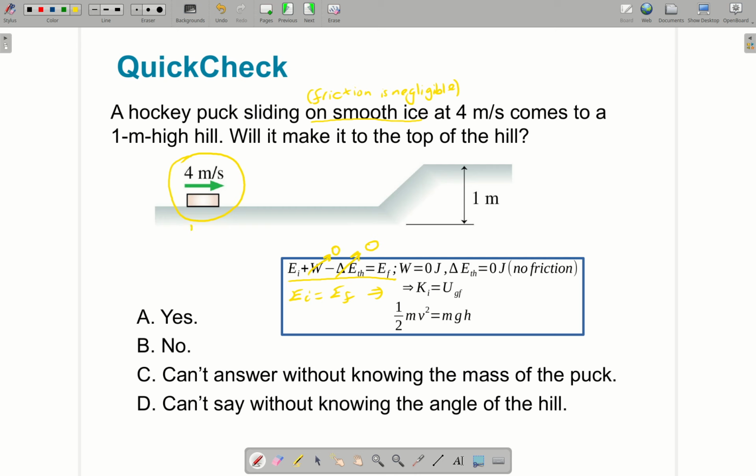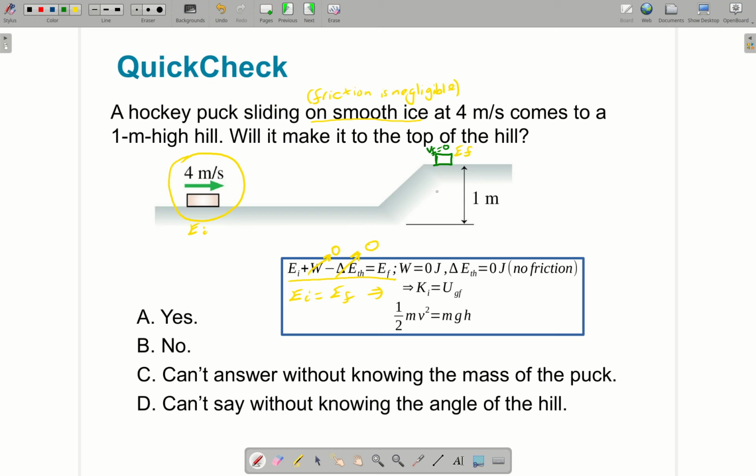If the initial energy here can be equal to final energy there, the minimum case here would be that the puck goes up to the top and stops with 0 kinetic energy. If it has a lot of energy, it could have some speed there, but the minimum would be it would have 0 final speed. Gets up there and stops.